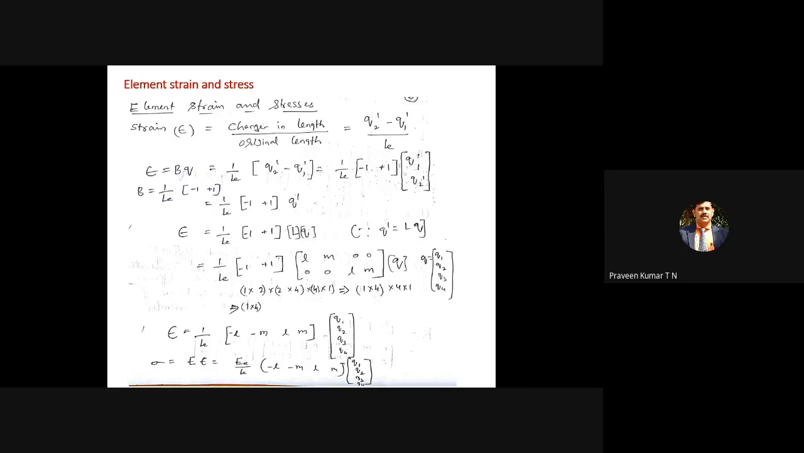So epsilon is given by 1 by Le, minus L. Here Le refers to the length of the element, and L, M refer to the direction cosines. Two of these are minus and another 2 are positive. And we have the displacement vector, that is the element displacement vector.